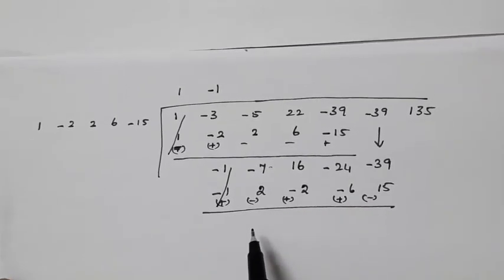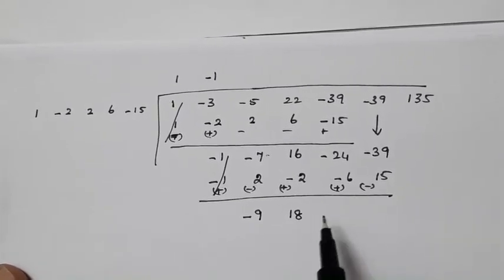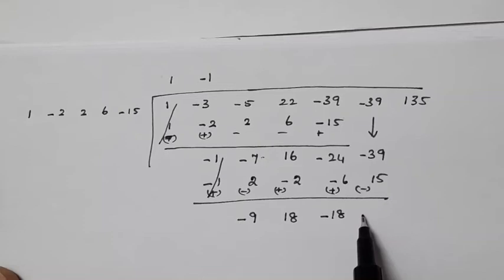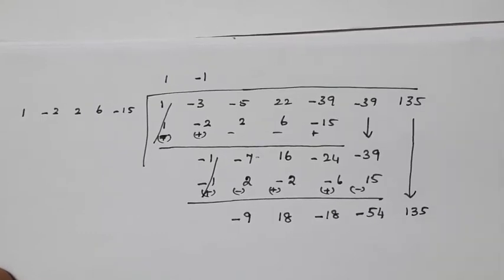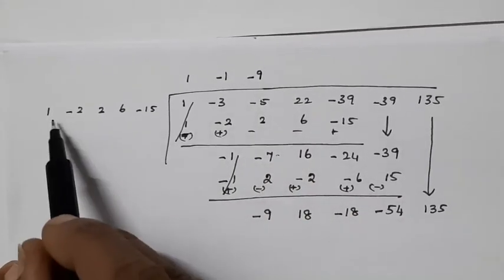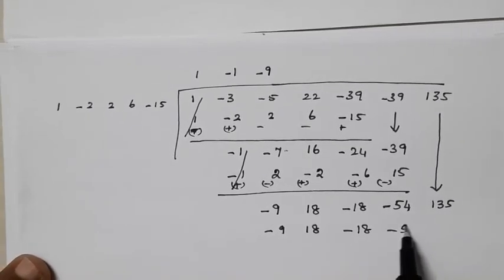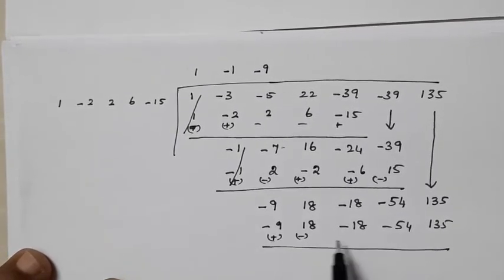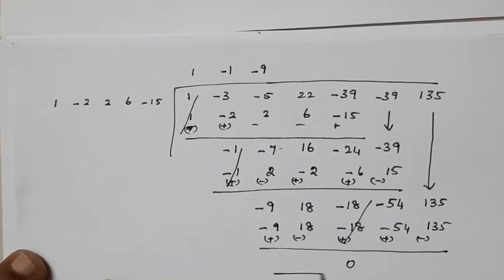So, the first term gets cancelled. Minus 7 minus 2 is minus 9, and then 18, minus 24 plus 6 is minus 18, and then minus 39 minus 15 is minus 54, then bring down the last term 135. Then divide minus 9 by 1, so you will have minus 9. So, let us multiply minus 9 throughout. So, it will be minus 9, then plus 18, minus 18, minus 54, and then plus 135. Then to subtract, let us change the sign of all the terms, so that on subtraction every term gets cancelled. So, the remainder would be 0.